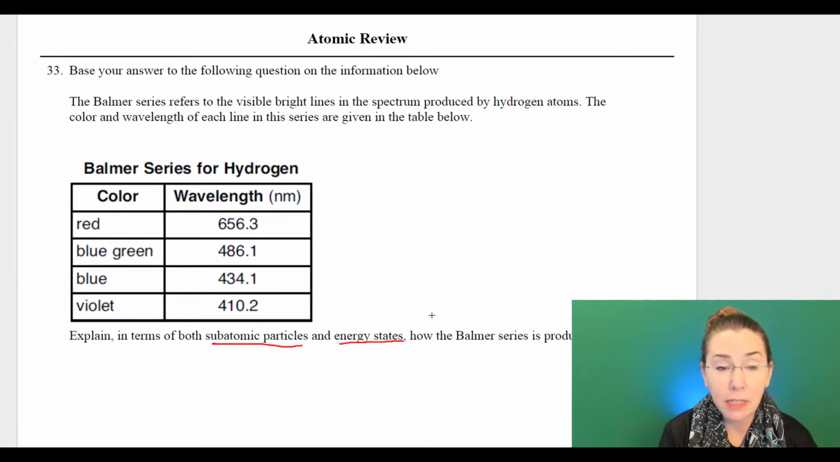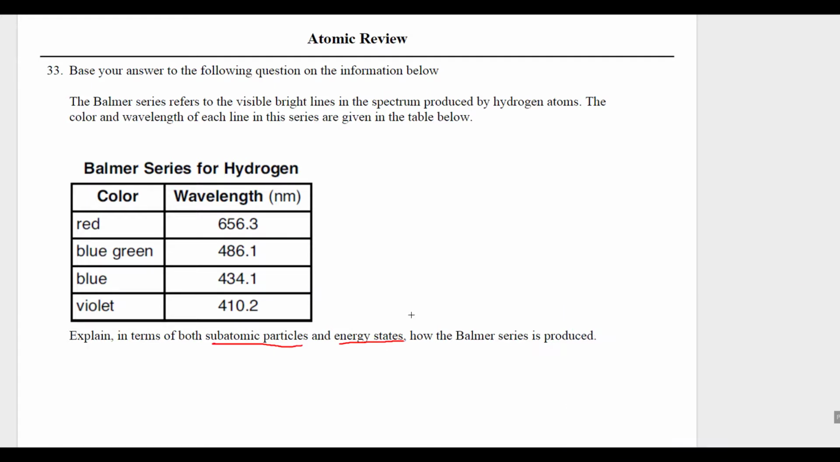Now you might look at this and say, oh my God, Ms. Knoll, you didn't teach us anything about the Balmer series. Well, this question is designed to exploit that. It wants to confuse you, where really all it's asking is, in terms of both subatomic particles and energy, how does an atom make light? Does that help? Give me an answer and we'll come back.